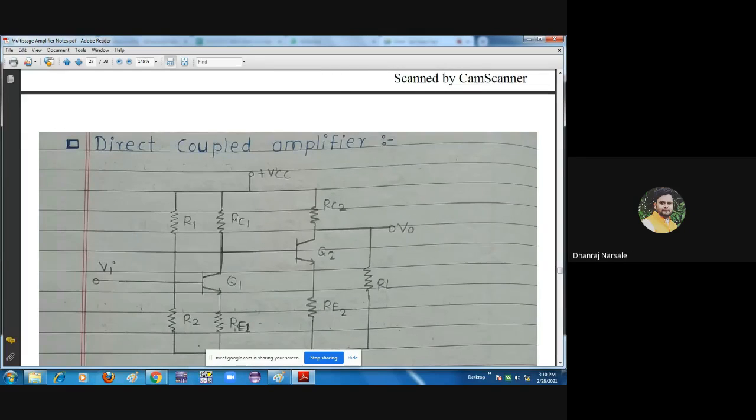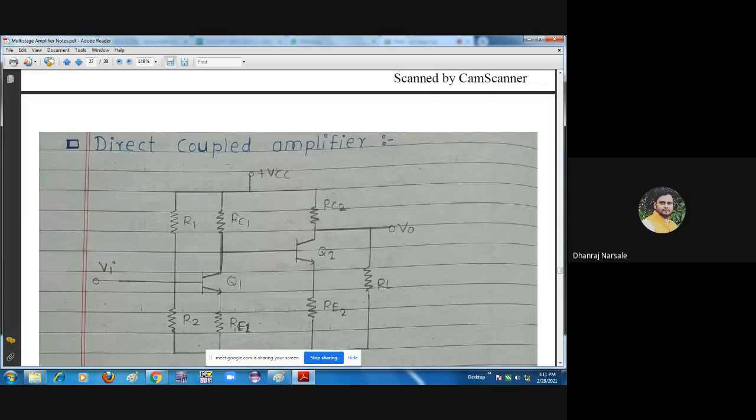Okay, so we will start. In the last lecture, we have seen the design problem of RC coupled amplifier. In that we have seen one problem, and one problem I have given for the homework. I think everybody has solved the homework problem. Is there any problem in the assignment given for the homework?